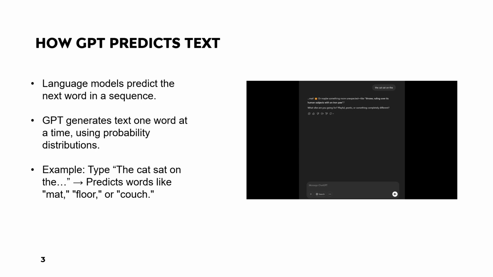For example, again, I'll bring it up. If you type "the cat sat on the," GPT might predict words like mat, floor, or couch because those words commonly follow that phrase. It repeats this prediction process word by word until it generates an entire passage of text.